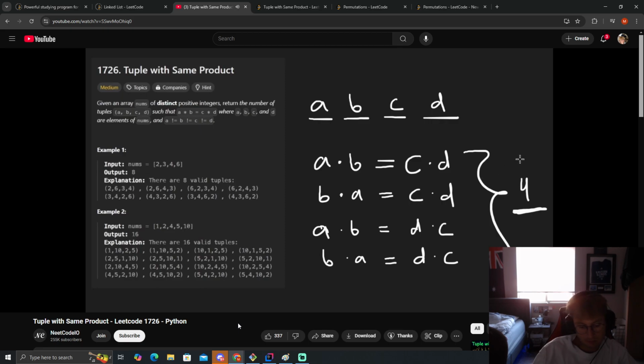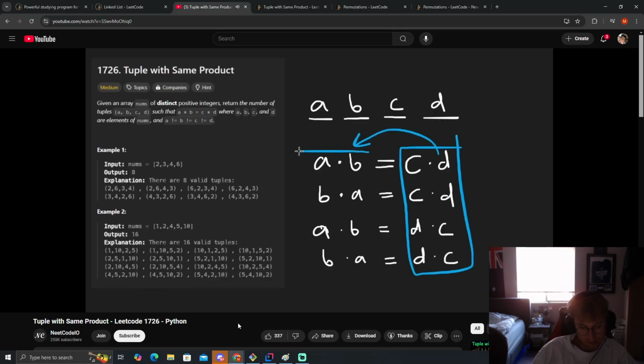And we could actually get 4 additional ways just by taking all of these and putting them on the right side, and taking all of these and putting them on the other side.